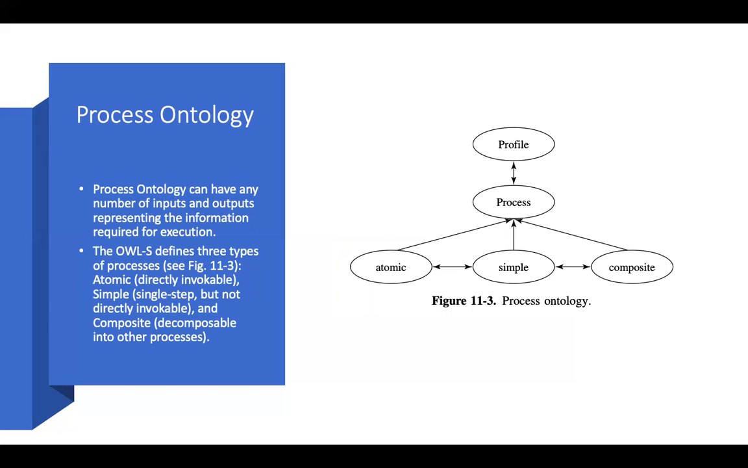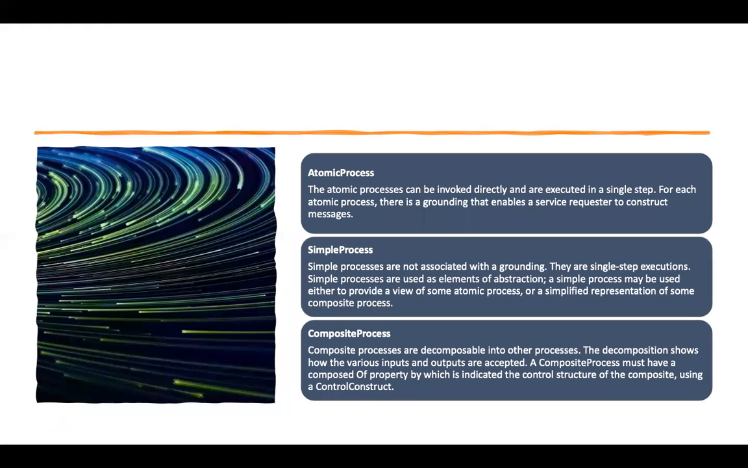defines three types of processes: atomic, simple, and composite. Atomic means you can invoke it directly. Simple means single step, but not directly invocable. Composite means composable into other processes.